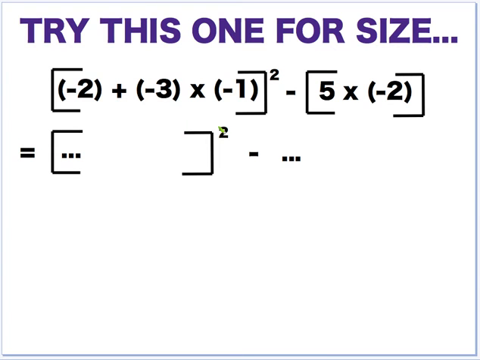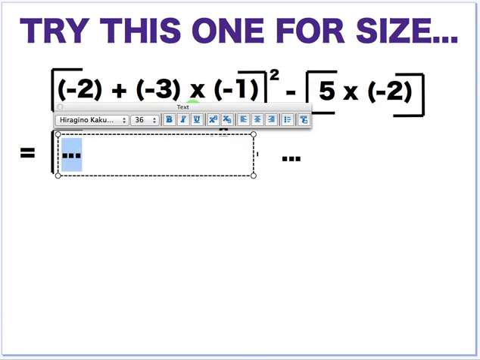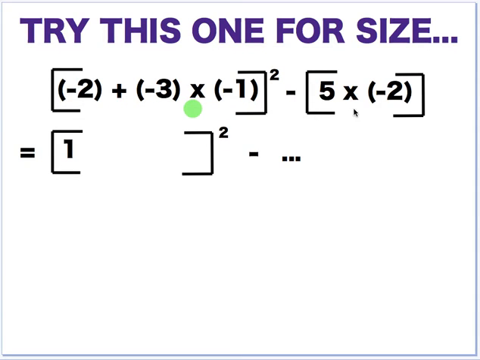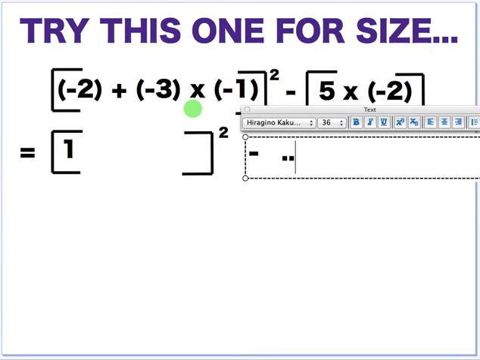So try this one. First thing you're going to do is we're always starting with everything within the brackets. So before we even think about this exponent, we're going to resolve whatever's in here. We have addition and we have multiplication, so we should be doing multiplication first. A negative times a negative is positive, so that should be 3. And 3 plus -2 is 1. Over on the right-hand side, we have 5 times -2. A positive times a negative makes a negative, so this should be -10.